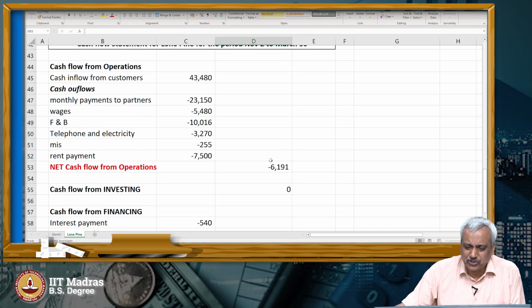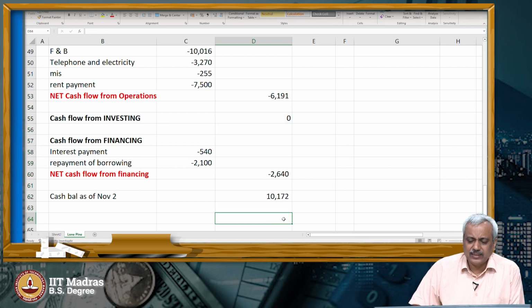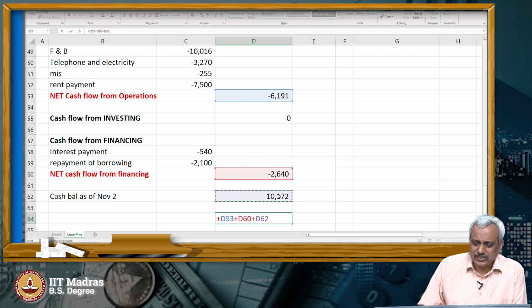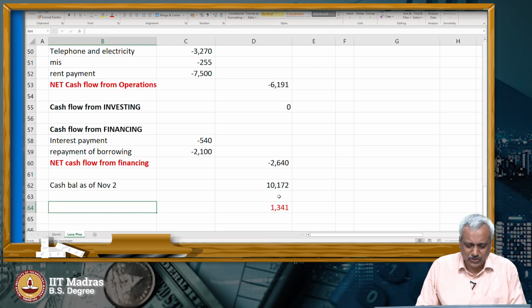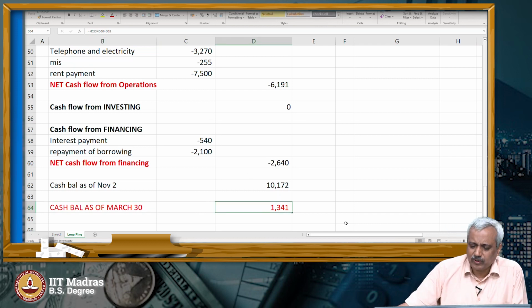So basically what should be my cash balance in this particular case? 6,491 was what I had, 2,640 was what I generated from investing, negative 10,172 was the cash that I basically had. So what should be the cash balance? Cash balance as of March 30 should be 1341.